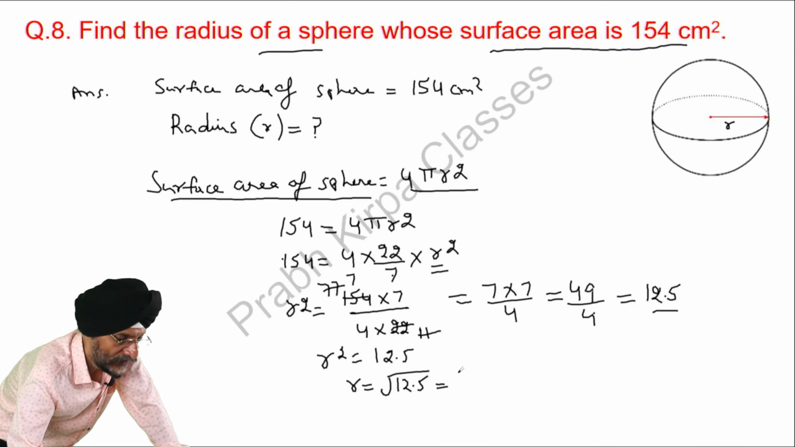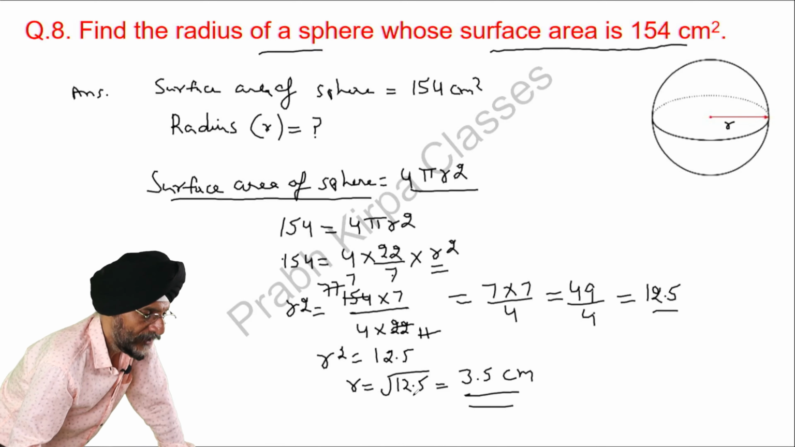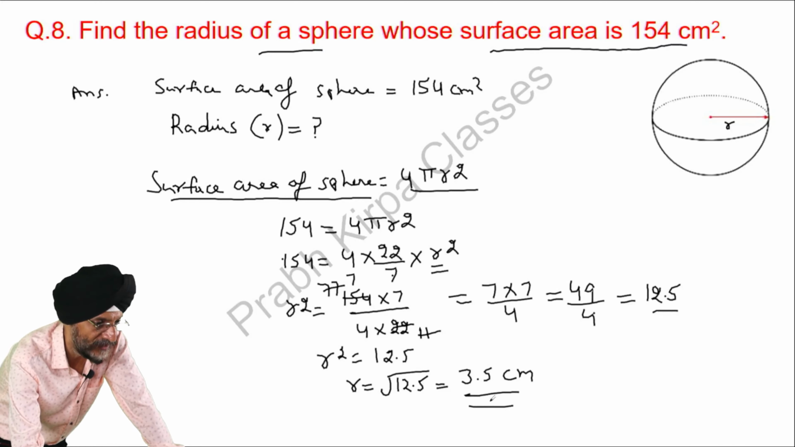12.25 and it will come as 3.5 centimeter. This is the answer. We have been able to calculate the radius of sphere as 3.5 centimeter.